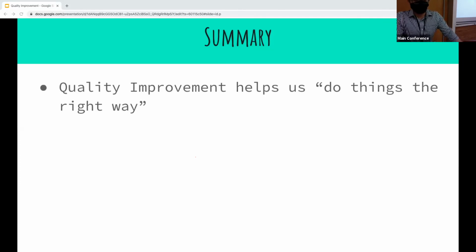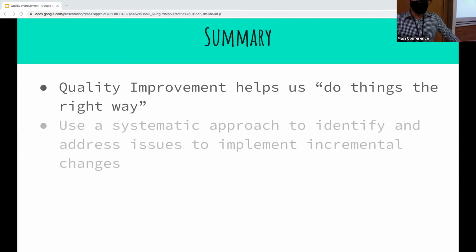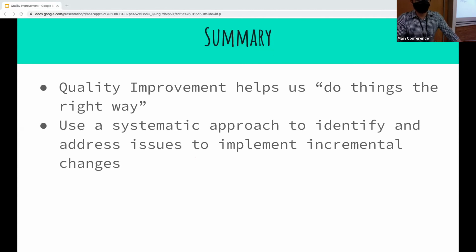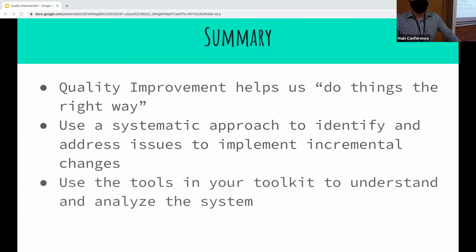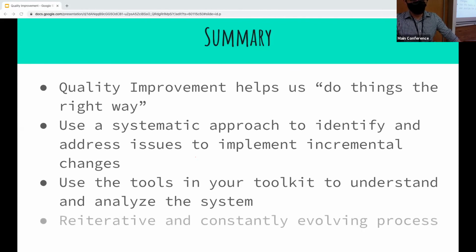So in summary, quality improvement helps us do things the right way, and then in conjunction with evidence-based medicine helps us do the right things the right way. It helps us use a systematic approach to identify and address changes in an incremental way as opposed to broad sweeping changes. You can use the tools in your toolkit to understand and analyze the systems that you work in. And as always, it's reiterative and a constantly evolving process.